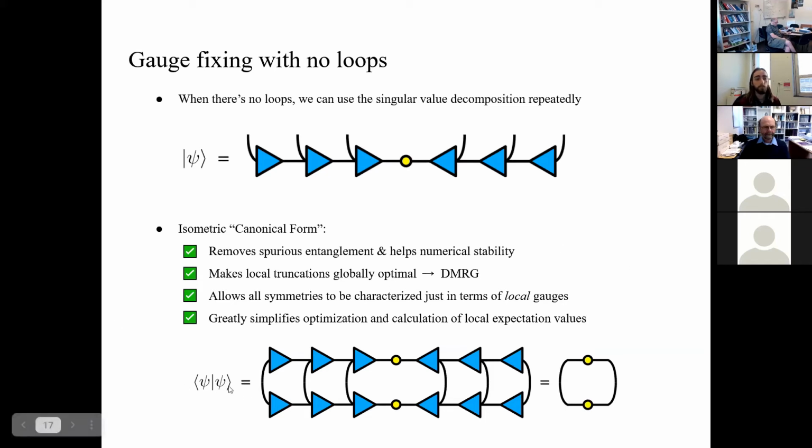For example, here we're calculating the norm of this state, but this just simplifies to this trivial contraction here, because remember, contracting an isometry with its complex conjugate just gives you the identity. So you're just left with a whole bunch of identities here, which is this. The same thing happens when you calculate local expectation values. For example, if you put local operators in here, then you wouldn't have to care about anything further away from the orthogonality center than the local operators.